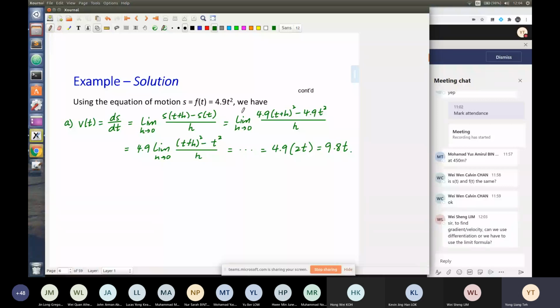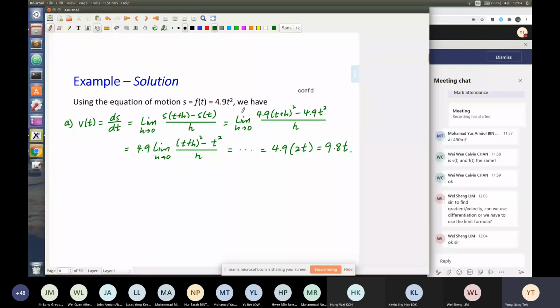Okay, listen. I will state if you need to use the limit operation. If I didn't state that, then you can just use differentiation. So hence we get 9.8t already. After we get 9.8t, our objective is to find the velocity. At t equals 5 seconds, v of 5 is just 9.8 times 5.